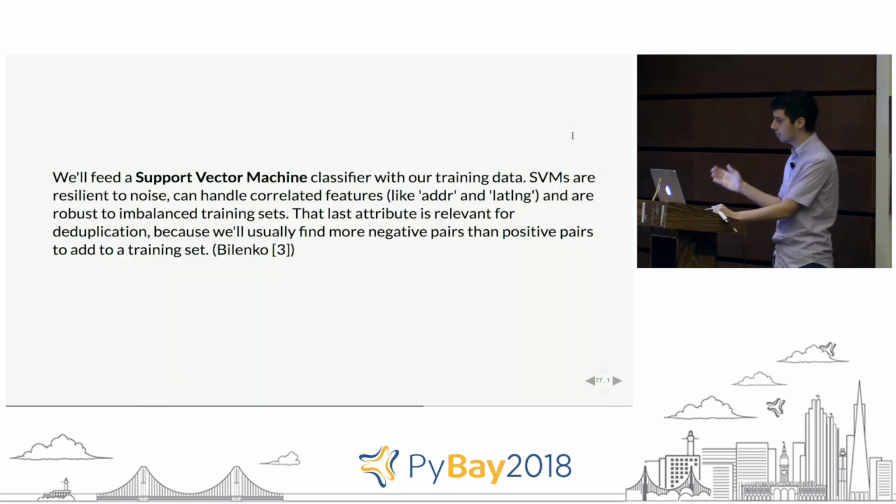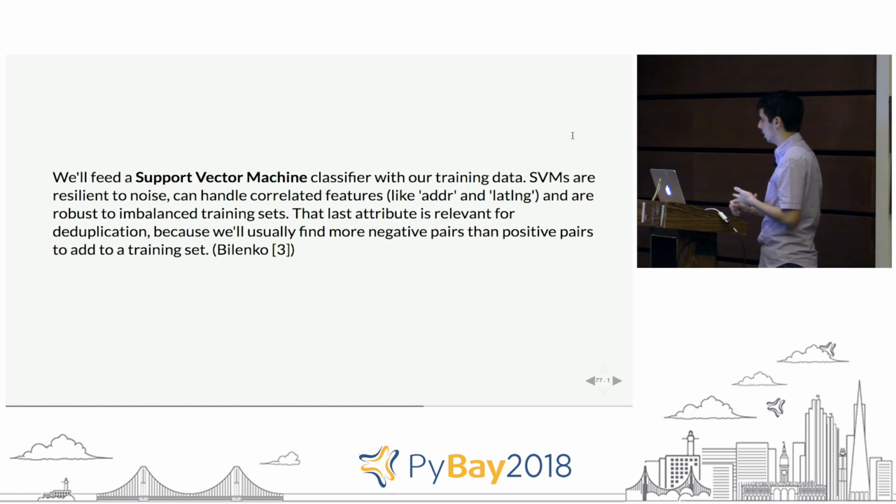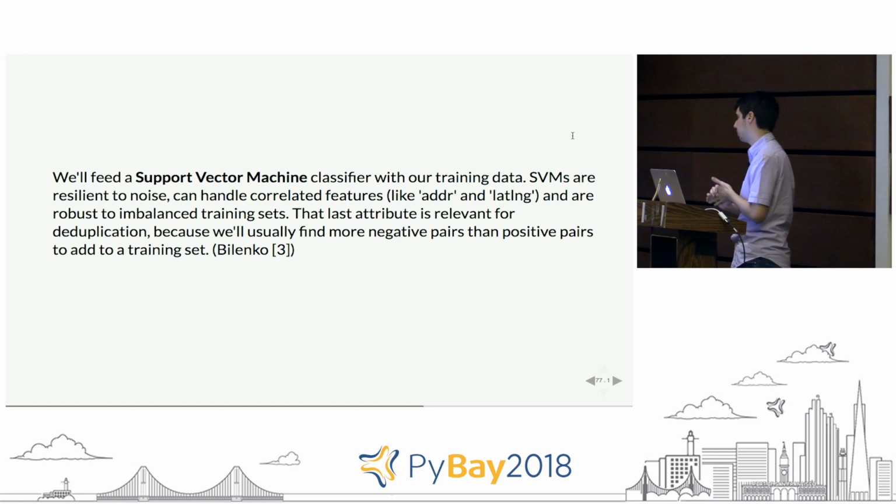And we'll feed a support vector machine classifier with our training data. SVMs, support vector machines, are resilient to noise. They can handle correlated features like address and latitude longitude, and are robust to imbalanced training sets. That's very relevant for deduplication, because usually we find more negative pairs than positive pairs to add to a training set. So SVM seems to be a good classifier for that. You can check Bilenko's PhD paper, which details a lot about the best classifier to use on deduplication.